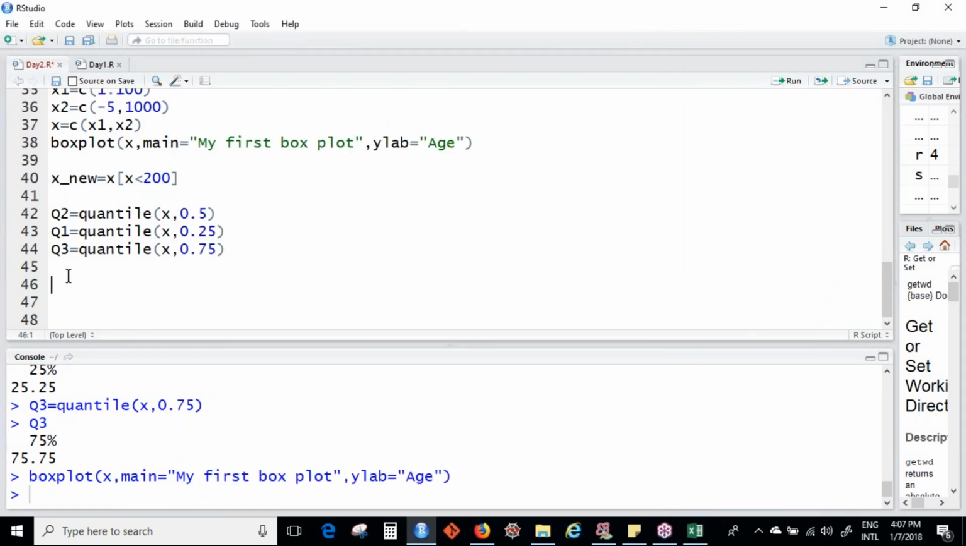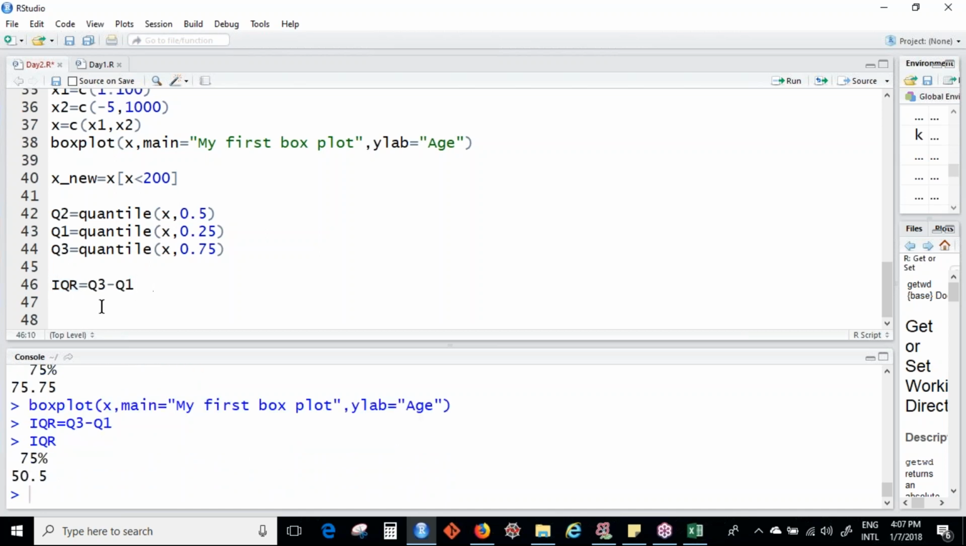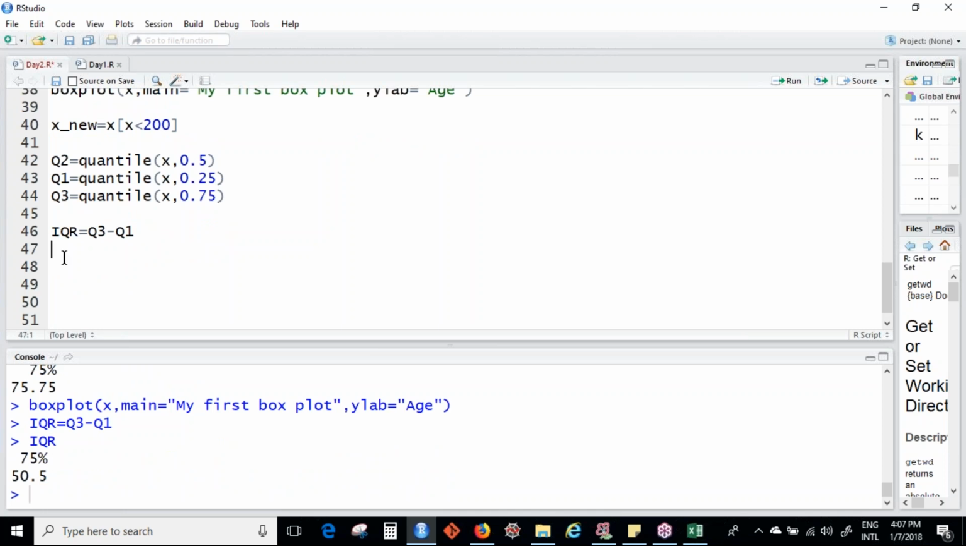So what I can do is find the IQR. IQR is nothing but Q3 minus Q1. This is my IQR. If I see, my IQR is 50.5. So now I can easily identify my outliers. Which are my outliers? IQR times 1.5 plus Q3. Let me call it the upper limit. Similarly, I will have a lower limit also.